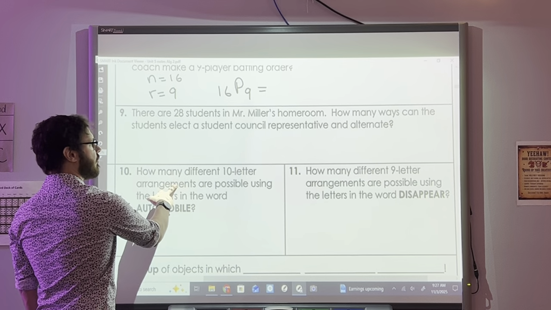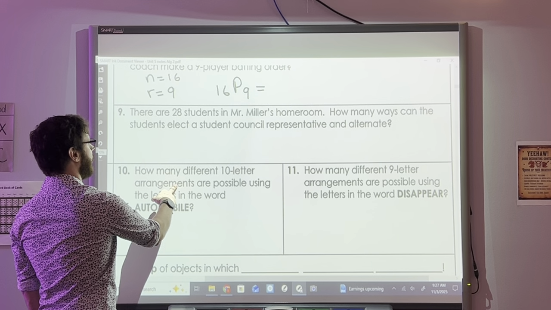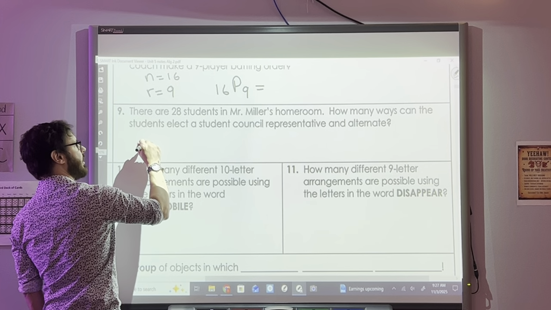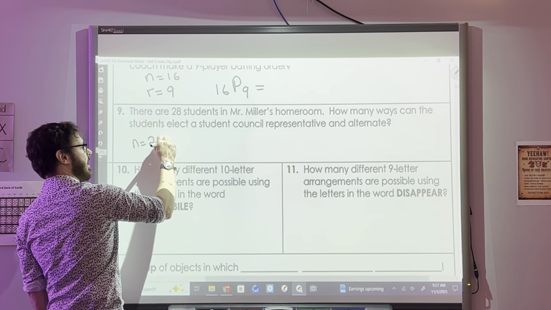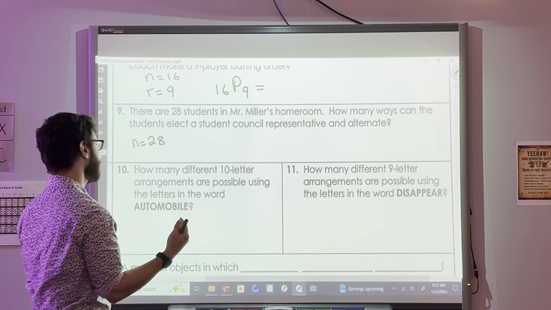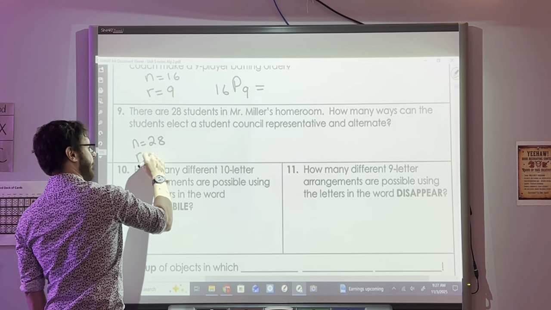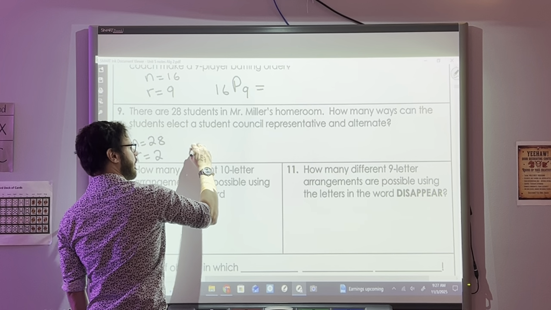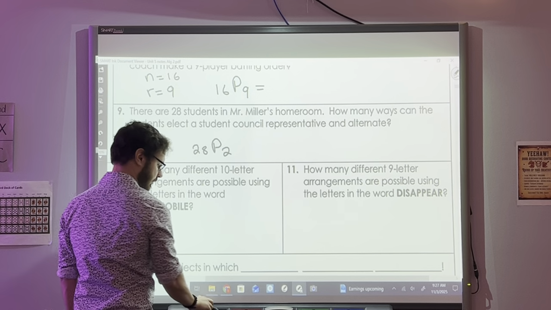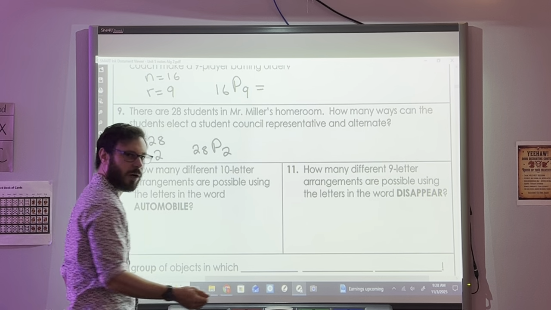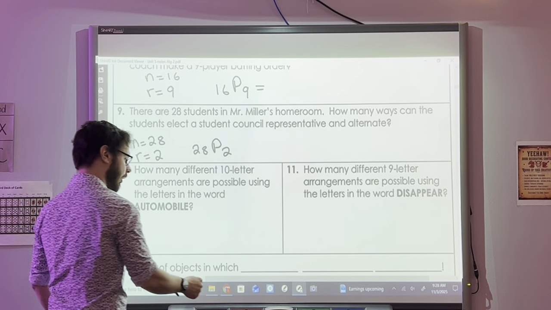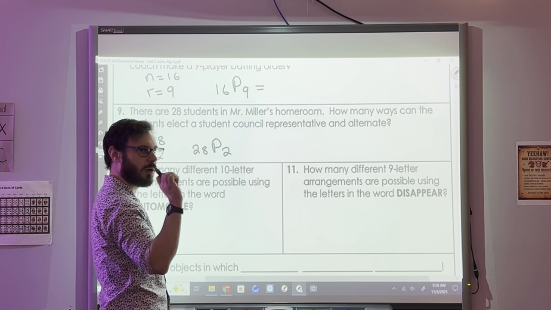There are 28 students. How many ways can a student elect a council representative and an alternate? Okay, so 28 kids. I want a representative and an alternate. I only want 2. So this is going to be 28P2. And this one, I don't think it's going to be very much, because as soon as I pick that first kid, I can't pick them again, but I only need to pick 1 more.